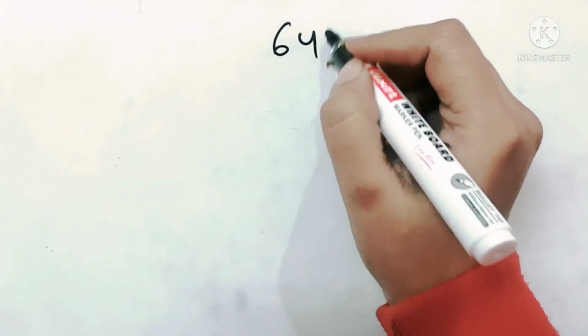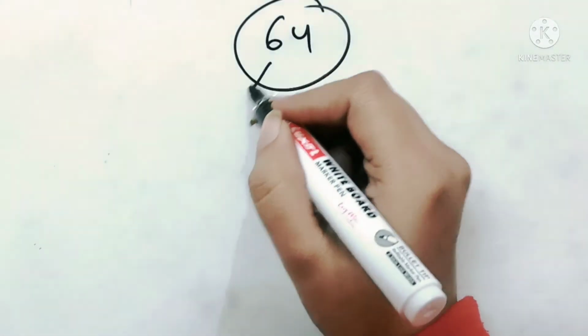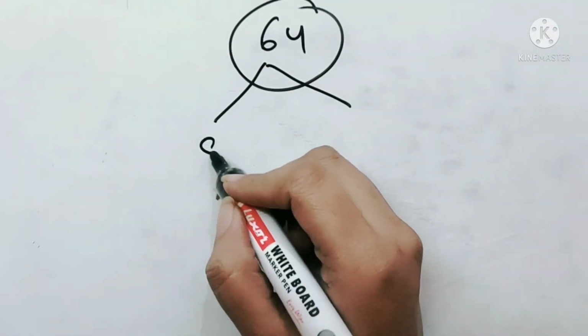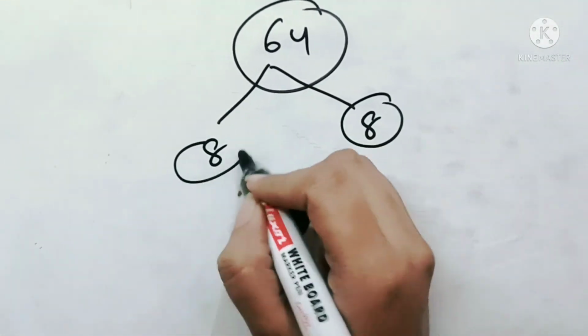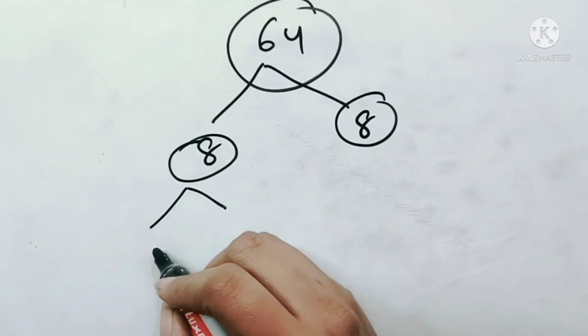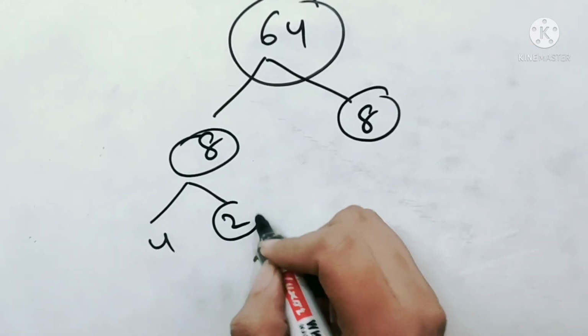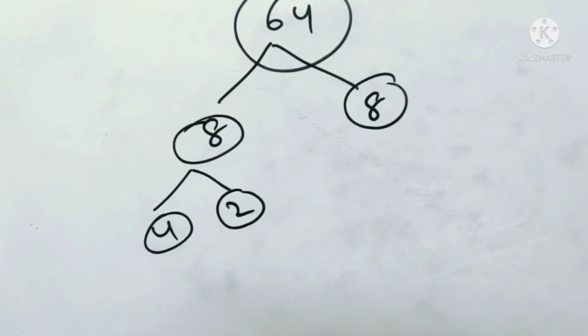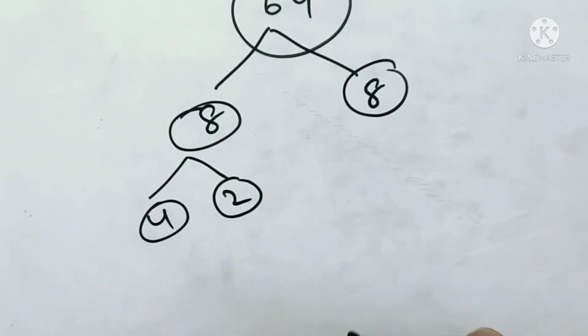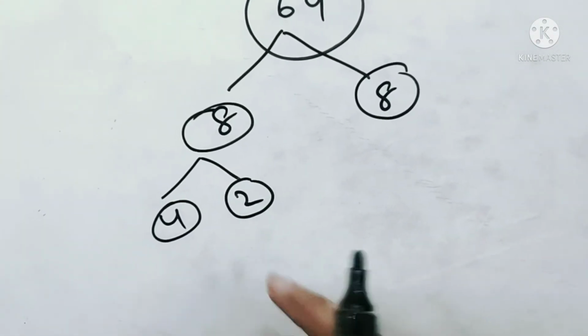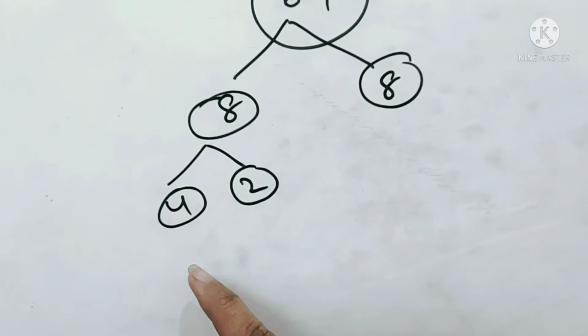Now I am taking 64, any random number I have taken. Can we write it as 8 into 8? Yes, we can write it as 8 into 8. Now we know that 4 into 2 is also 8, so I am splitting 8 in that way. You can split it in any way, just see that there should be only 2 factors. You have to split it in the form of 2 factors.